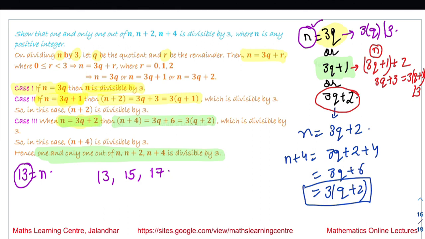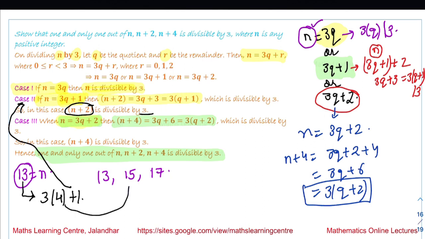If we look at this number 13, it is of the form 3 into 4 plus 1. It means we are talking about case 2. So what we have is that n plus 2 is divisible by 3 in this case, and it is clear from here that n plus 2 is 15 and it is divisible by 3. So for n equal to 13, n plus 2 is divisible.